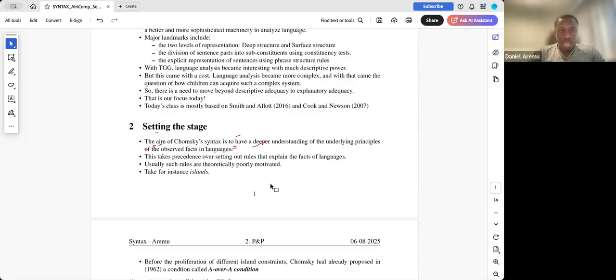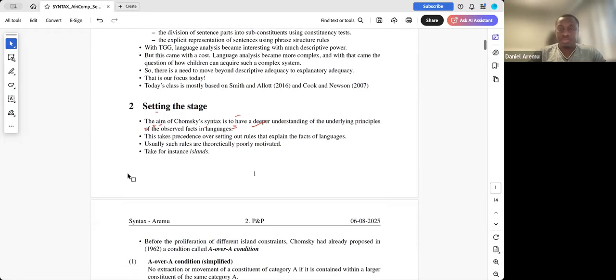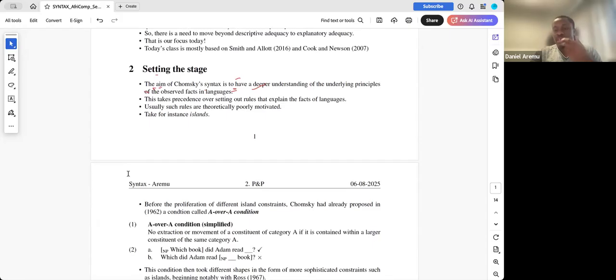Again, we know that the aim of Chomsky's syntax is to have a deeper understanding of the underlying principles of the observed facts in languages. We want to know what are the underlying properties, or what are the things that actually motivate the way sentences are structured, or even the relations within a sentence. And so this takes precedence over setting out rules that explain the facts of the language. So not just about the rules, but the underlying properties.